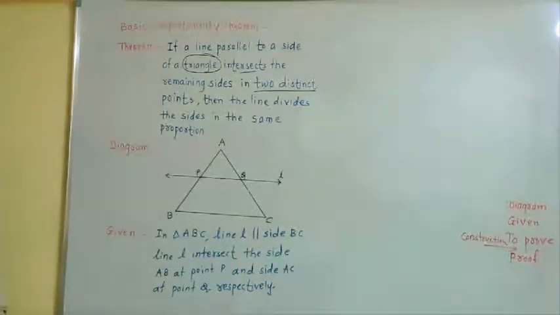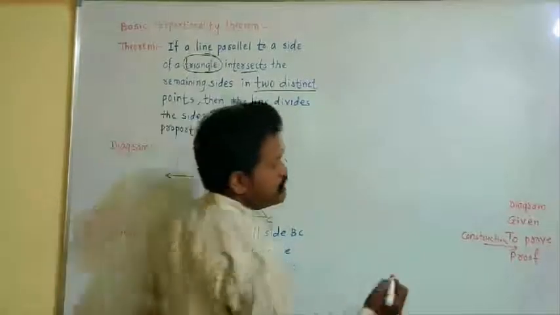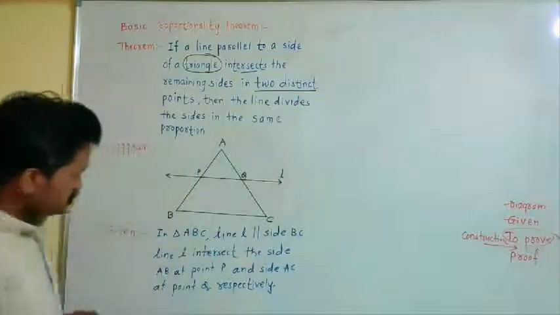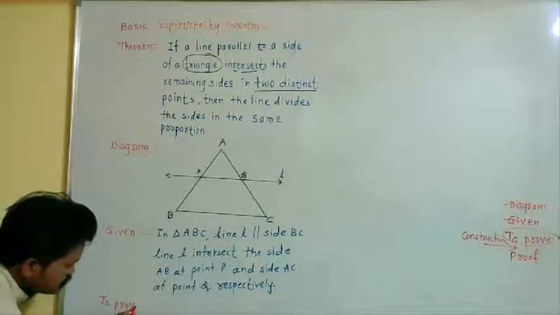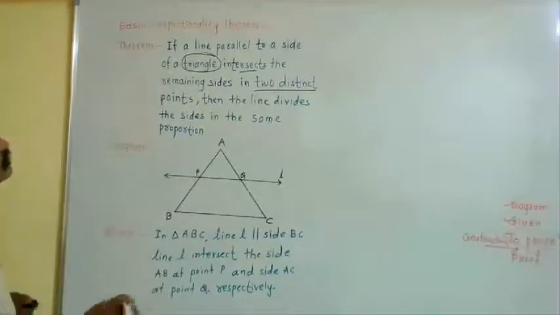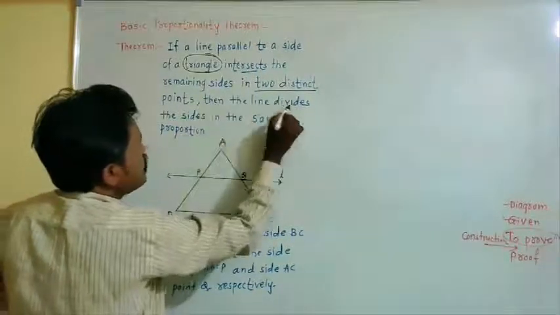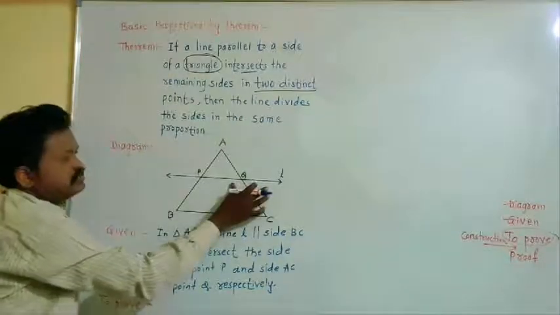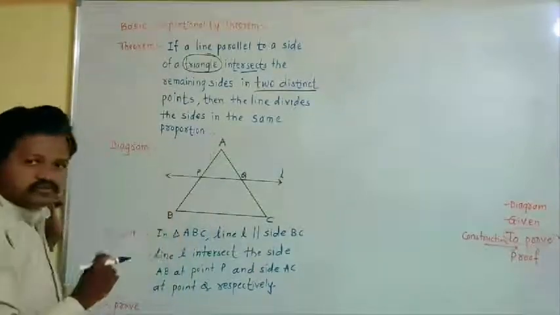Then we write here, sir, to prove. Diagram is complete, given is complete, then we write here, sir, to prove. So what do you prove here? So look here. Then the line divides the sides in the same proportion. This line divides the sides AB and AC in the same proportion.